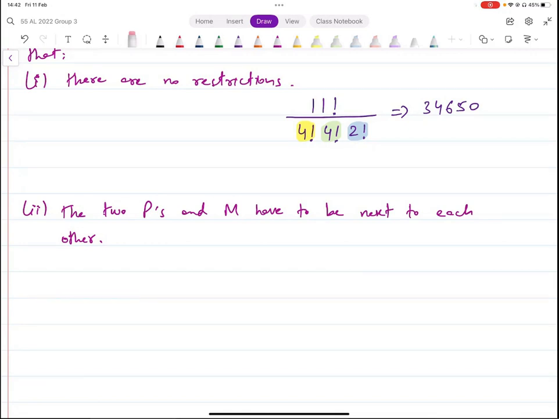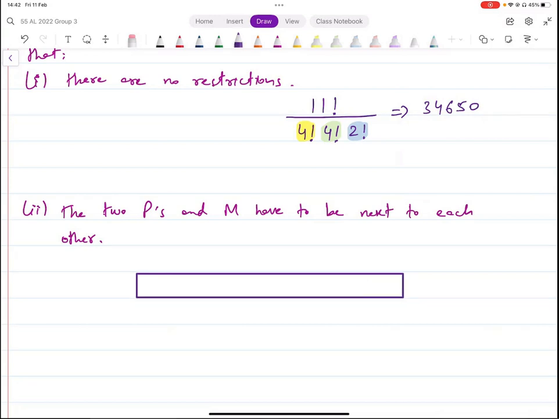Now let me draw some boxes here because that will help us understand. Initially we were supposed to have 11 boxes. Okay? But now what has happened? Two P's and M have to be together. How many letters are here? There are 3 letters. Okay? So what we do is we put them together in one box.